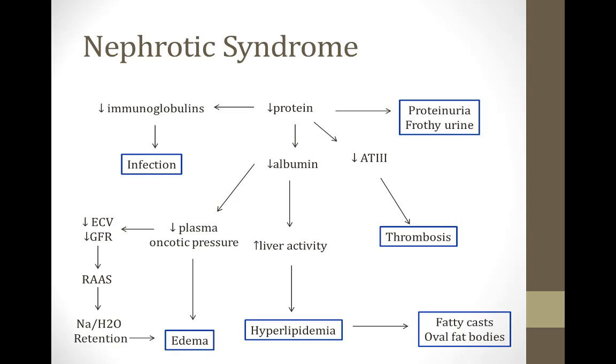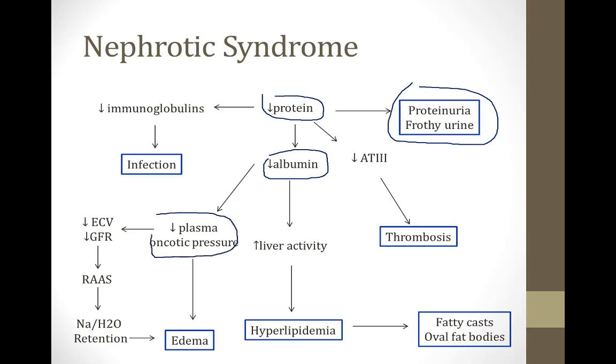So the whole sequence of events begins with the loss of protein. And the first thing this is going to do is spill protein into the urine and give you proteinuria, which patients often describe as seeing a frothiness to the urine. Now, the loss of protein will lead to the loss of albumin. And when you have low albumin, you get low plasma oncotic pressure. This means that fluid will leak out into the interstitium and that will cause edema.